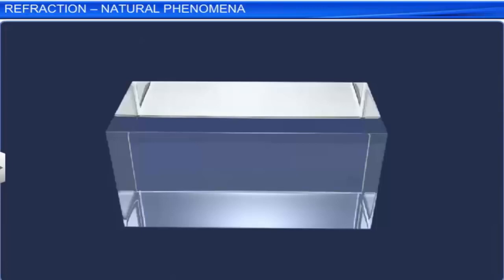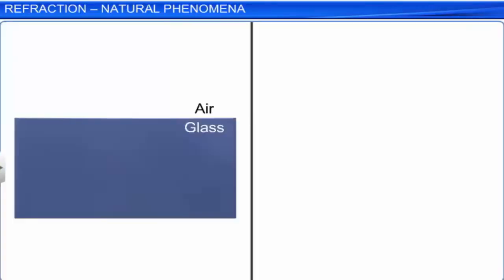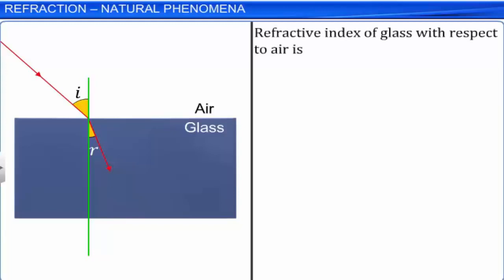Let us study the refraction of an obliquely incident ray of light through a parallel-sided glass slab. In such cases, light gets refracted at two interfaces. First, the ray of light is incident on the air-glass interface and refracts through the glass slab. Let the angle of incidence be i and the angle of refraction be r. If the refractive index of glass with respect to air is nga, then, according to Snell's law, nga is equal to sin i by sin r. Let this be equation 1.